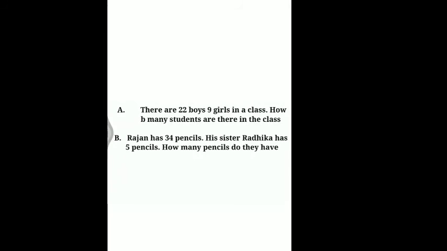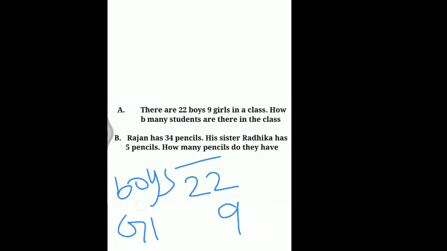Now there are 22 boys and 9 girls in a class. How many students are there in the class? In that class, 22 boys are there. Don't touch the screen, children. And 9 girls are there. If the total is asked, okay, now you have to add these two. Total is asking 22 plus 9.